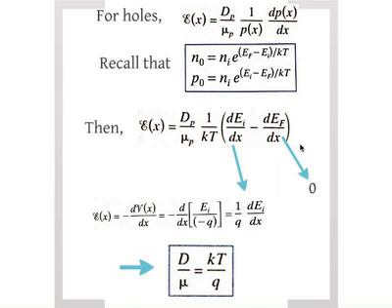Because EI is just a reference energy level. Okay? EI minus EF is essentially the band. So it's basically the slope of the band. Which of course we knew that. The built-in field has to bend the bands. So the slope of the band must be the built-in field, right?